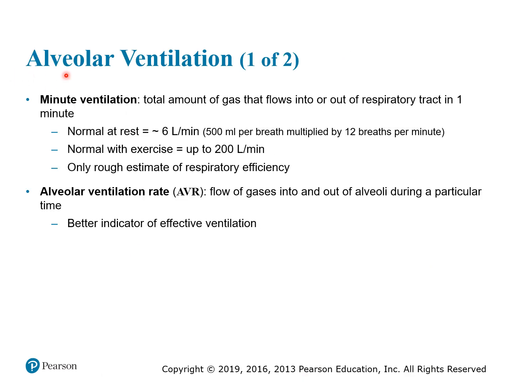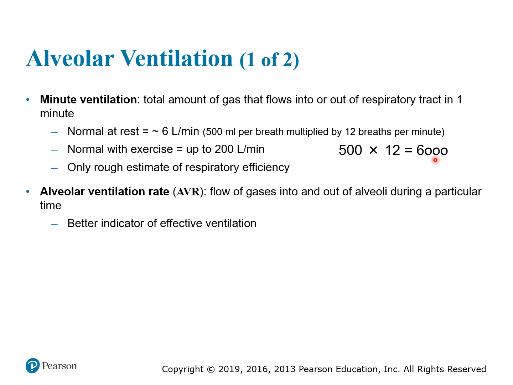Now there is a term alveolar ventilation. What is alveolar ventilation? So let's see. The minute ventilation is the total amount of gas that flows into or out of the respiratory tract in 1 minute. Normal at rest is 6 liters per minute, 500 ml per breath multiplied by 12 breaths per minute. So it comes to be 6000 ml per minute, and it increases in exercise up to 200 liters per minute. And it gives a rough estimate of the respiratory efficiency.